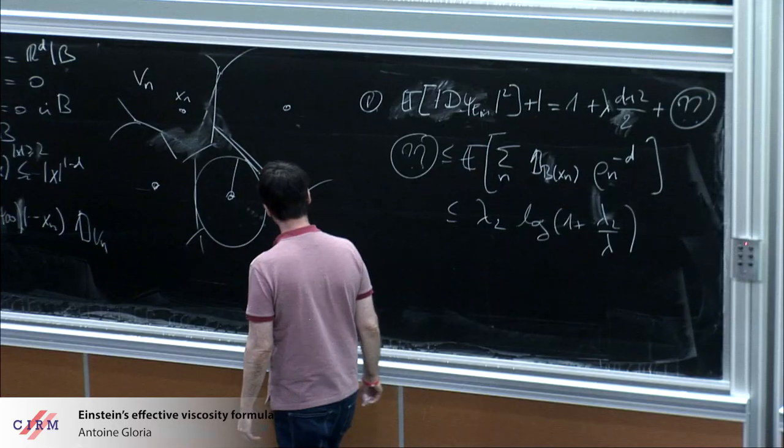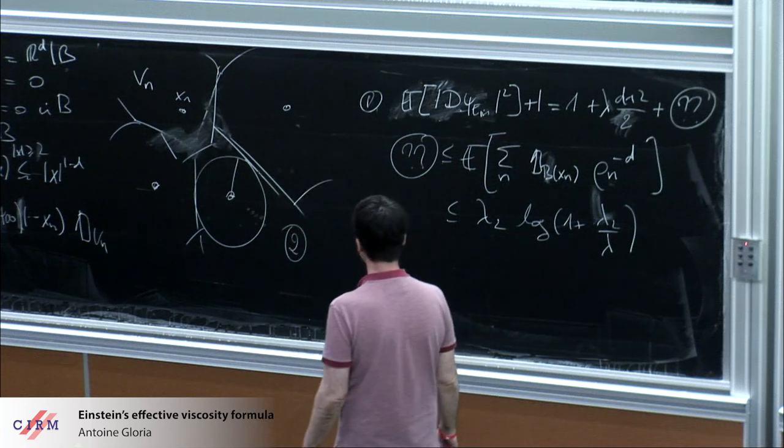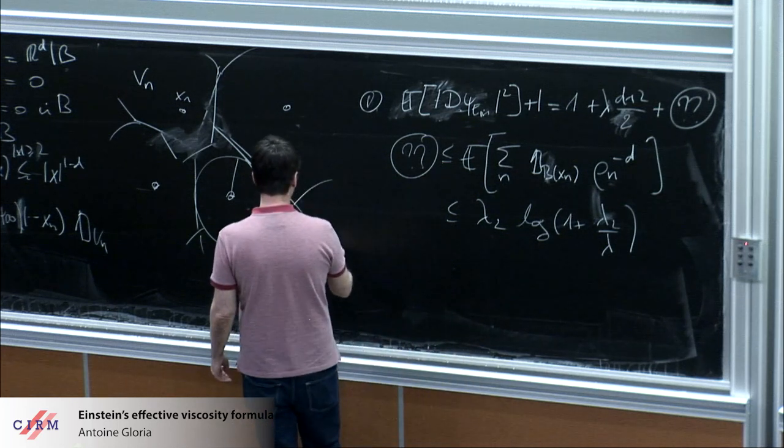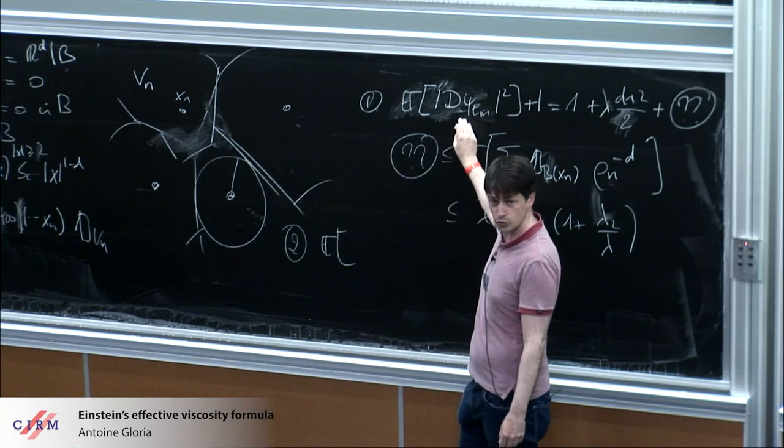Okay, that's the first part, and then there's the second part. And for the second part, there's an identity you should use. That's the following one. I want to compare that to the true solution, so to the corrector.